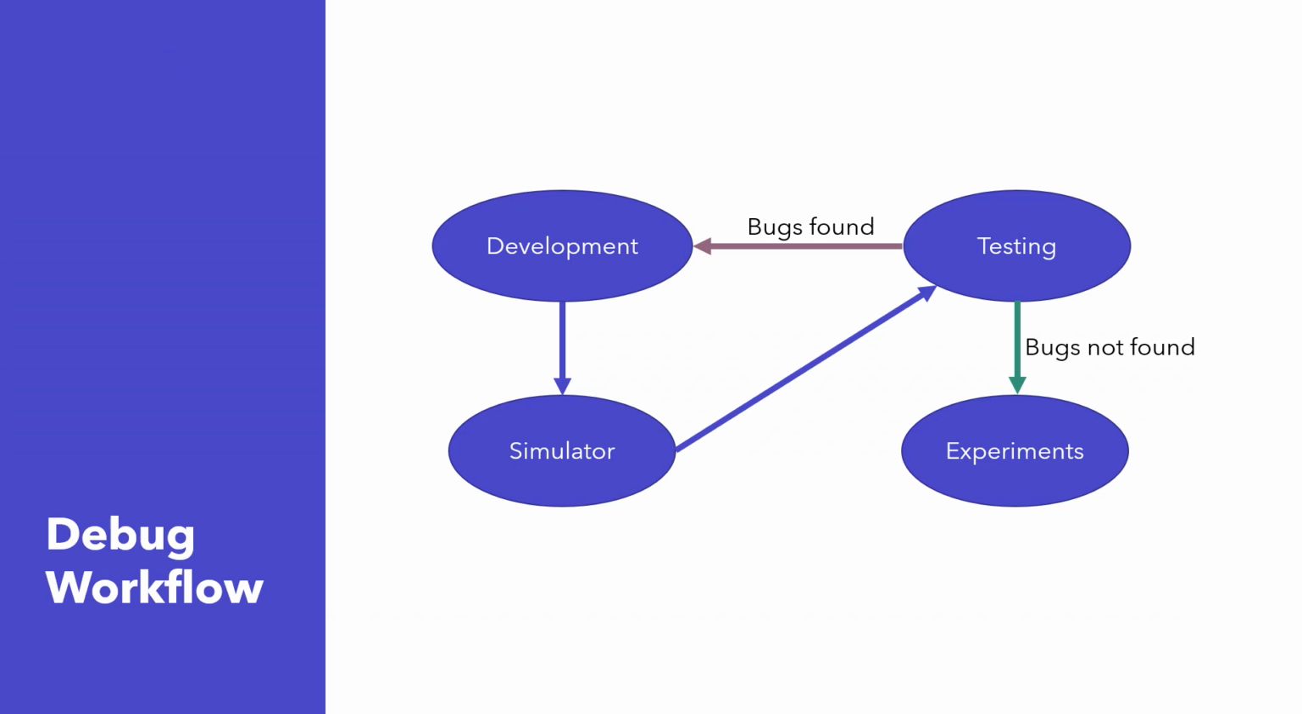For experimental simulators, such as the one that is the test subject in this talk, the typical debug workflow is as follows. The simulator is first developed, and then subjected to a battery of tests. If a bug is found, further development is needed to remedy the issues. Otherwise, the simulator can be deemed ready and used in experiments, or at least until a new bug is found after deployment.